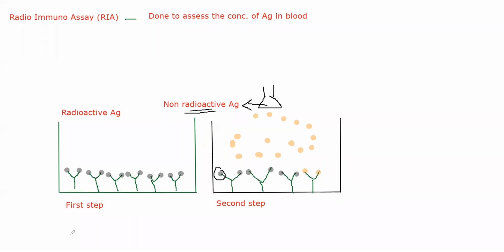Okay, if you remember, your antigen looks like this. Your antibody looks like this, and your antigen will come and attach here like this. All right. The same thing is happening here. By doing the antigen-antibody reaction, you are trying to find out the concentration of antigen in one particular solution using radioactivity.